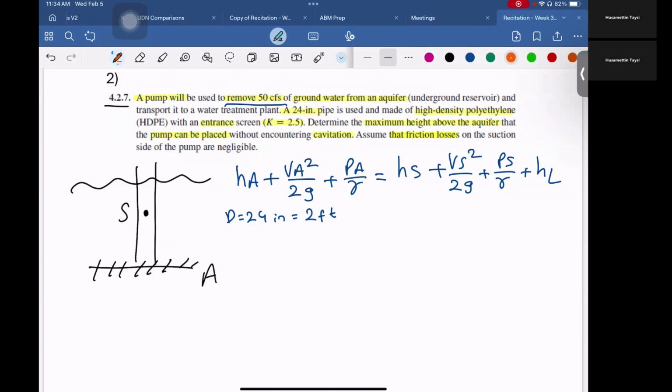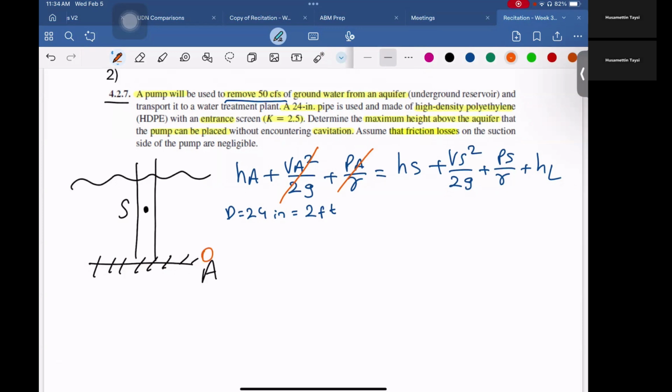So as we always do, we can write an energy equation between point A and point S. And of course, we are going to remove some values here. First of all, we don't have velocity at the surface. And since it is open to atmosphere, we will have zero pressure. And also, if we take this point A as reference, we will have 0 feet here. And of course, we need to find HS here.